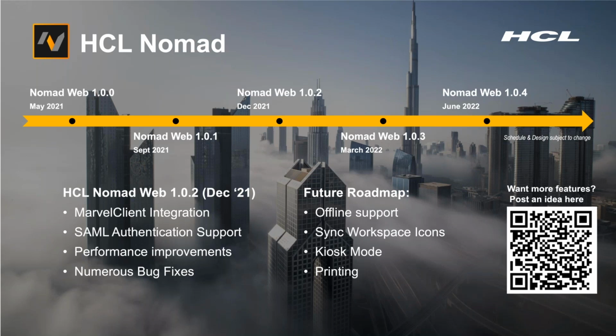What we've got in our future roadmap is, of course, offline support and the ability to sync workspace items. So if you're starting in a Notes client and then you log in for your first time in a Nomad web client, all of your workspace icons will look exactly as they did on your Notes client. Also, printing and kiosk mode are in our backlog. So continue to look for those updates, and we'll have many of those in the upcoming year.